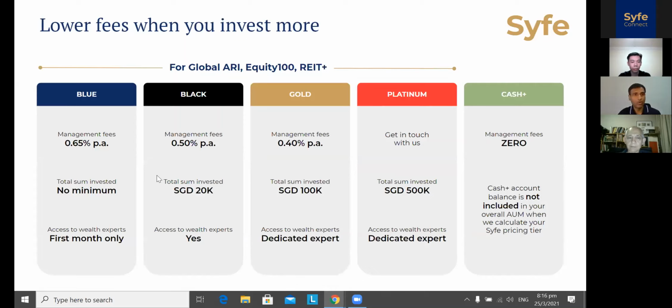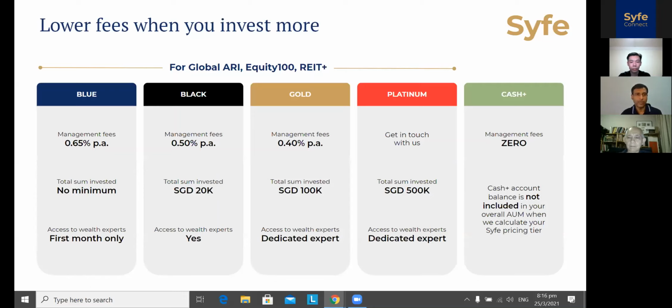And if you look at our overall fees, the more you invest, the better. So the management fee progressively comes down. So if you're investing less than 20,000, then it is 0.65% per year. 20,000 to 100,000, it's 0.5%. 100,000 and above, it is 0.4%.